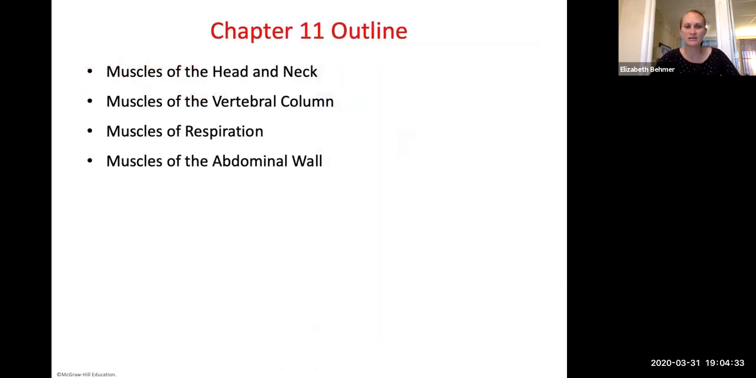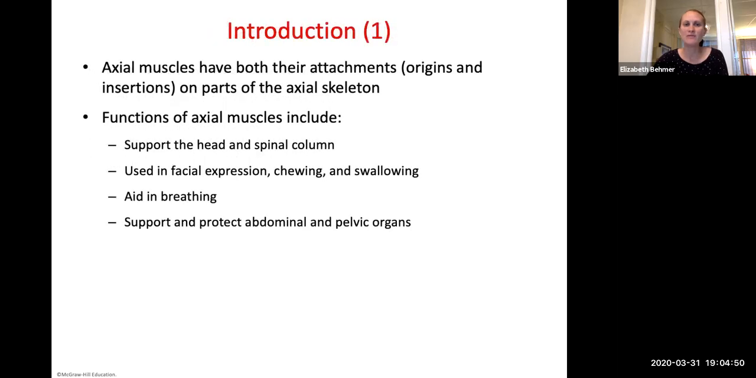So your axial muscles include all of the area of the axial part of the body, so your head, neck, and trunk region. So we'll look at muscles of your head and neck, the vertebral column, muscles of respiration, and the muscles of your abdominal wall. If you guys remember, we have over 700 muscles, and you won't be expected to learn all of them. So the axial muscles are called axial because they have both their attachments on parts of their axial skeleton. And we talked about what an origin and insertion was. That's the part that's more distal and more proximal of the muscle itself.